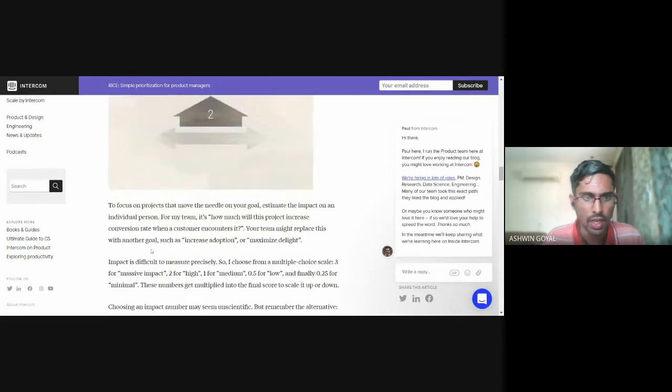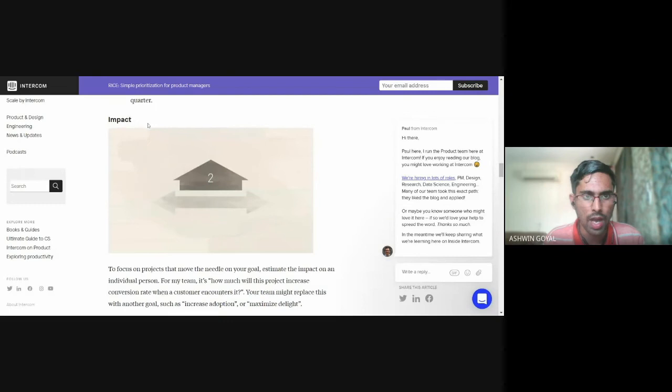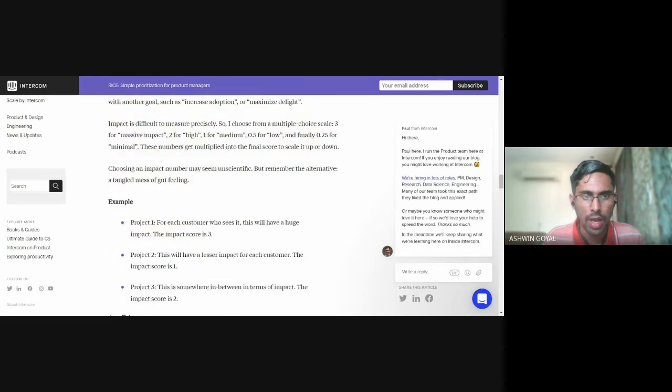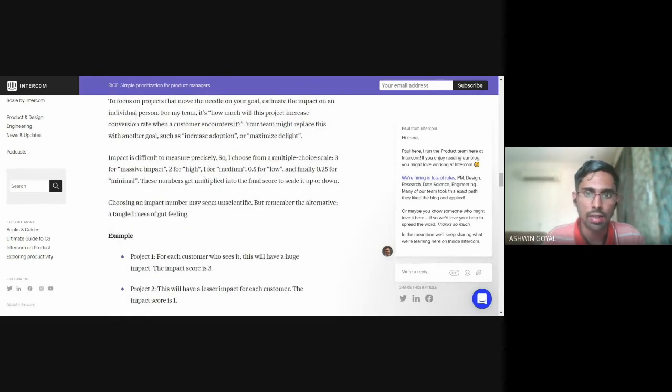And then the impact part, high impact, low impact. Now, every company follows a different scale, right? The original scale that Intercom developed was 3 for massive impact, 2 for high impact, 1 for medium, and 0.5 for low impact. Now, all of this is very subjective, right? You cannot easily measure the impact of the Reels feature or the WhatsApp Pay feature, right?